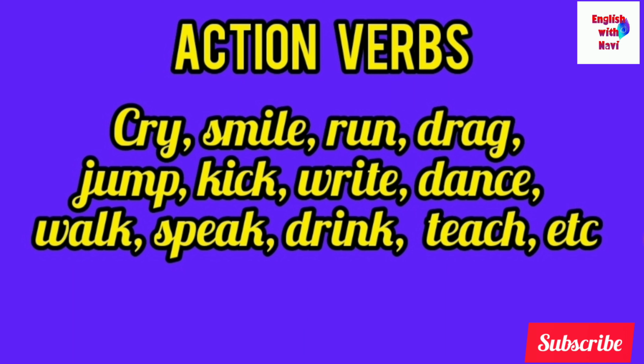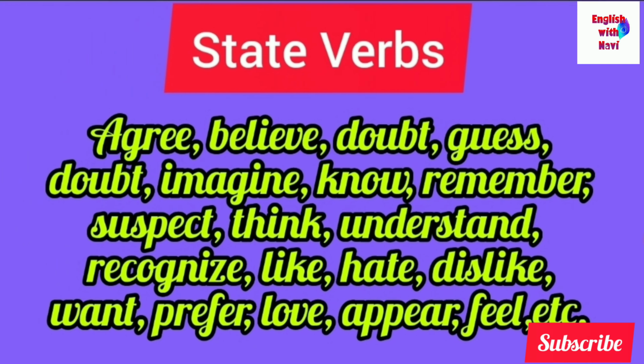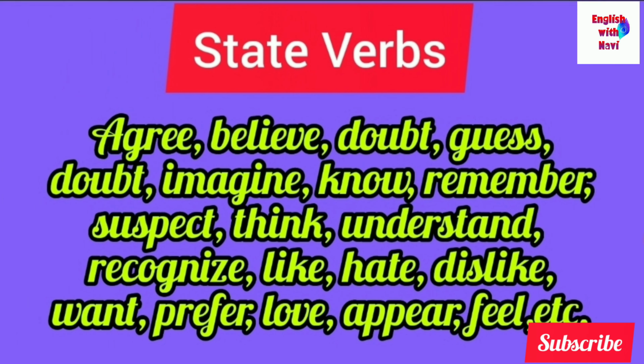Here is the list of action verbs: cry, smile, run, drag, jump, kick, write, dance, walk, speak, drink, teach, etc. So these are all action verbs. Here is the list of state verbs. Action verbs are otherwise called dynamic verbs. State verbs are also called stative verbs.